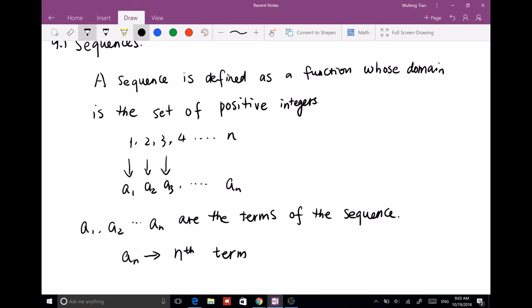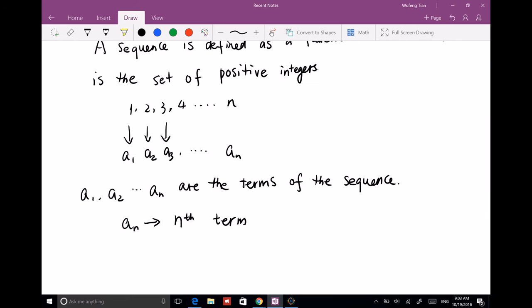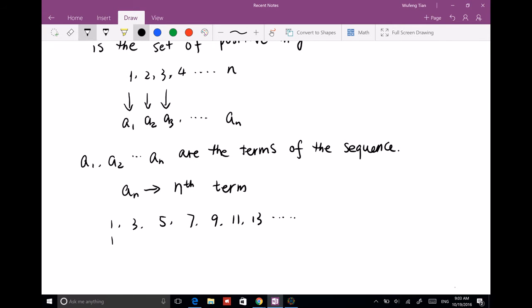That makes sense, right? Okay, so let's look at an example. 1, 3, 5, 7, 9, 11, 13, continue. Suppose the first term is a1 equals 1 and the second term is 3. So can anyone tell me what is the nth term an?